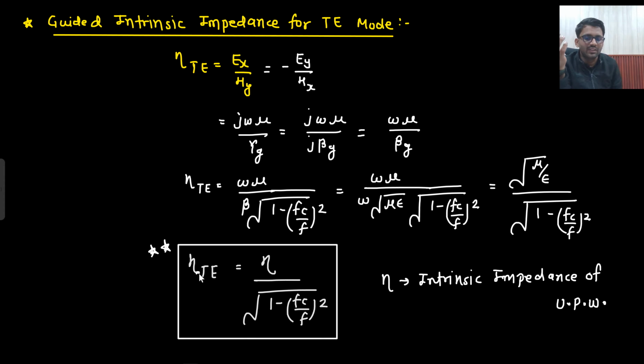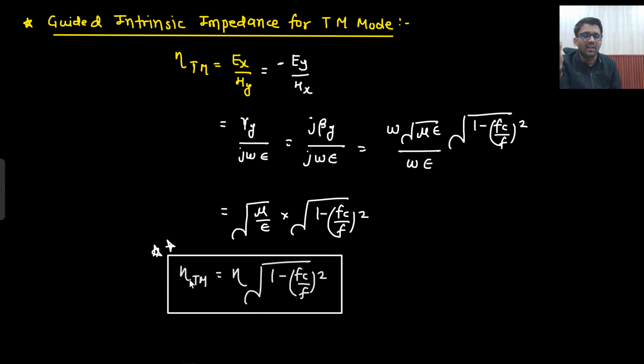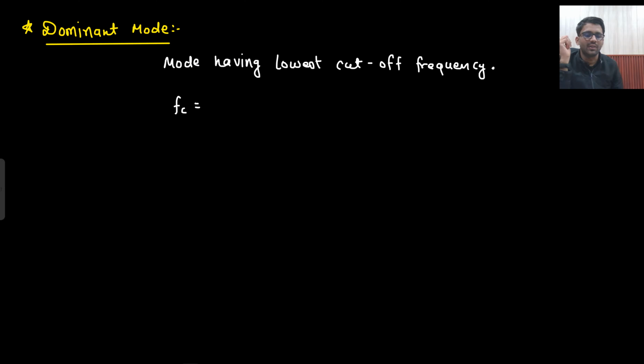Here I am not putting G. I can put G as well. But if I am putting TE, you understand that it is guided only, and here I am putting TM, so you understand that it is guided only. Now there is a term called dominant mode. What do you mean by dominant mode? In any kind of waveguide, whether rectangular or circular, there would be some dominant mode.